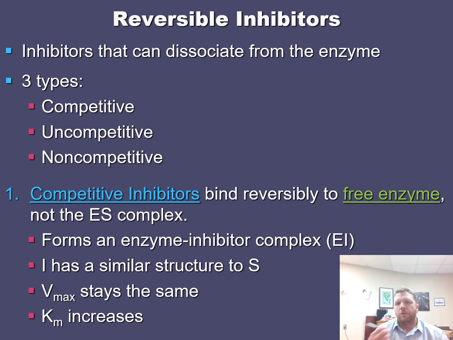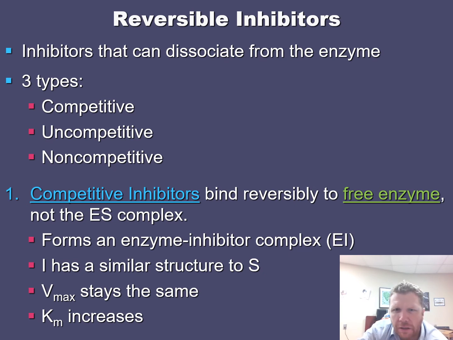Reversible inhibitors are where I'm going to focus most of my time. There are 3 types of reversible inhibitors. They are competitive, uncompetitive, and non-competitive. And they all do different things. One, a competitive inhibitor competes. It's going to compete for the free enzyme against the substrate. A competitive inhibitor will form an EI complex instead of the ES complex.